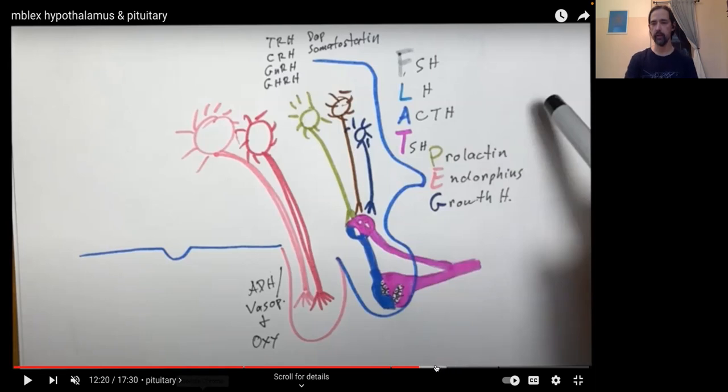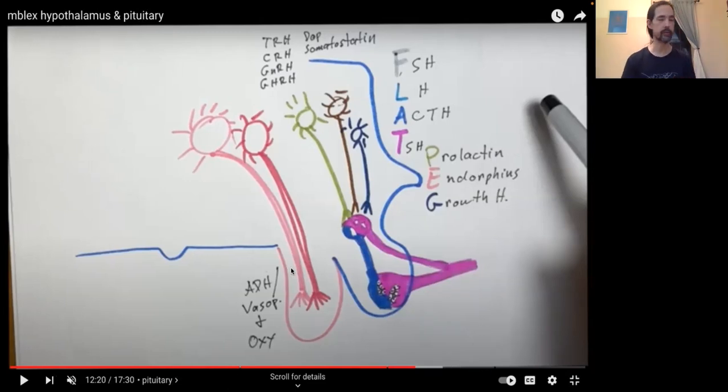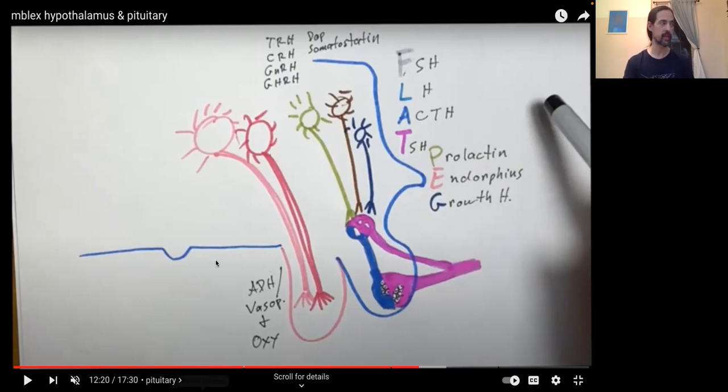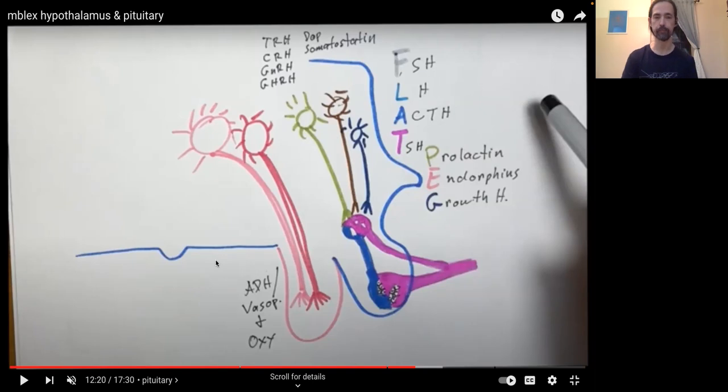Technology. Okay, so the hormones that I would like you to be really familiar with are ADH, also called vasopressin, and oxytocin. And then these 7 hormones over here, which are called flat peg. So let's do the smaller number, and then we'll tackle the bigger number after that.